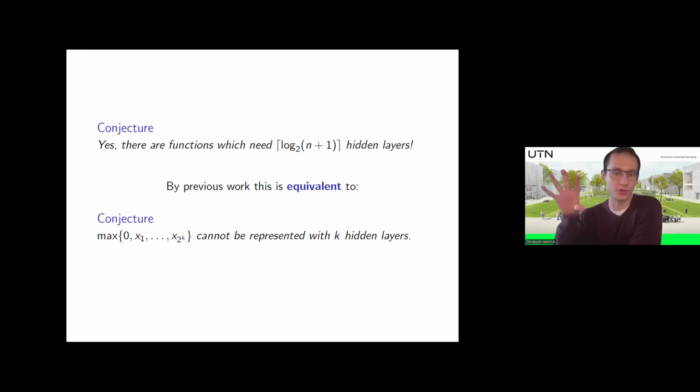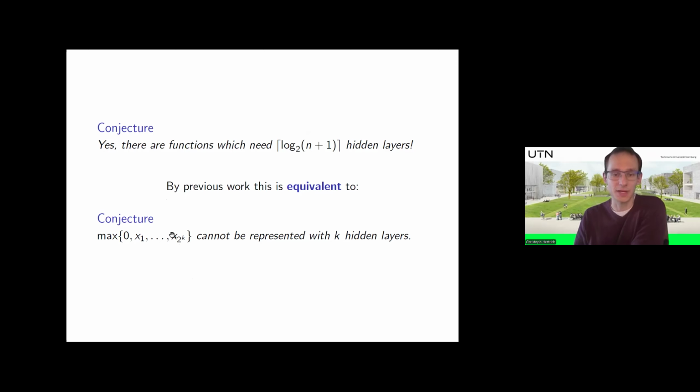If you have a general continuous piecewise linear function, you can write it as a linear combination of maximum functions. In other words, that means that the maximum function is the most difficult function for a neural network in terms of depth. And then if you do all the technical details, you can actually figure out that this conjecture is really equivalent to just investigating the maximum function.